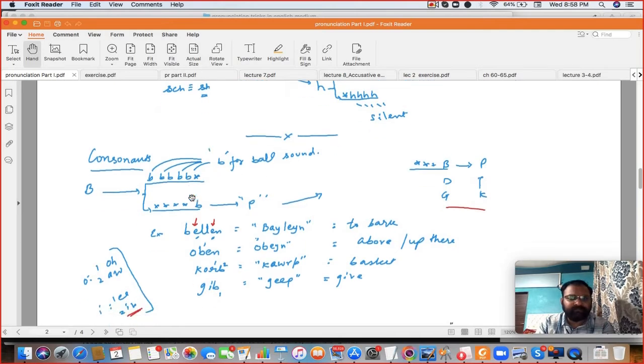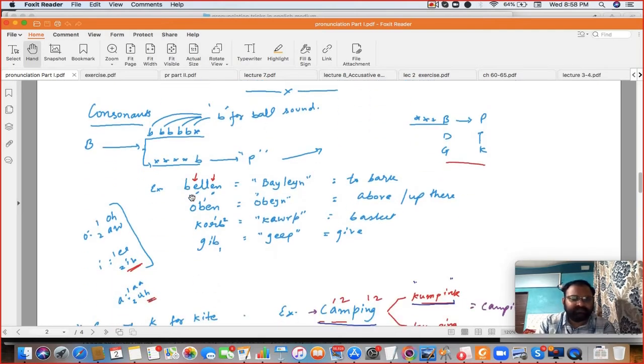Now we have to start with the consonant. So the first consonant which we have is B. B in the end is P and beginning or middle is B for Bombay. Okay. Right. Beginning or middle is B for Bombay.